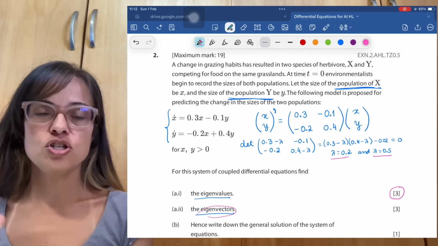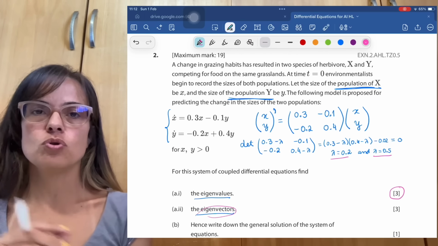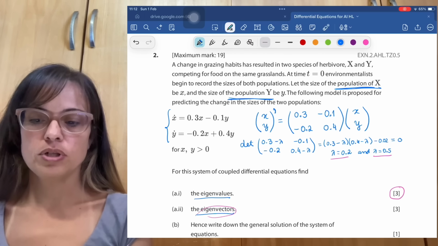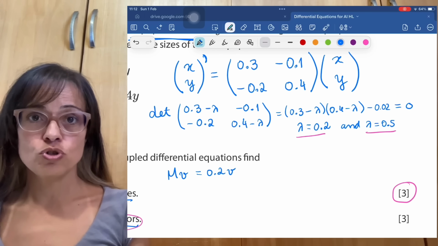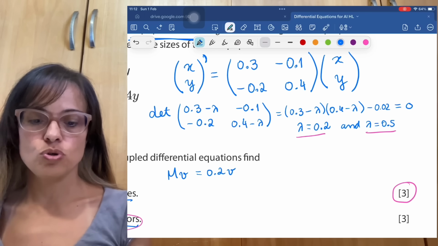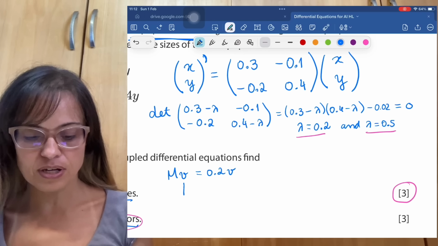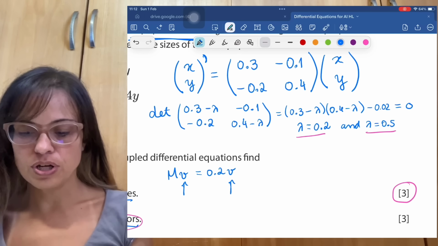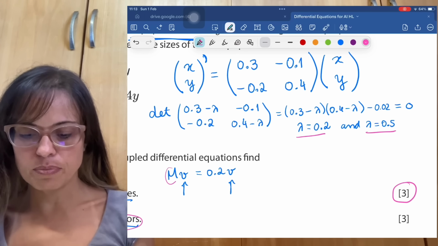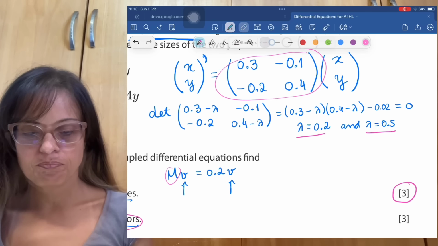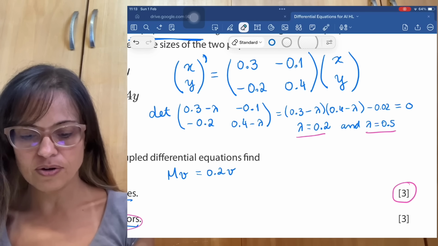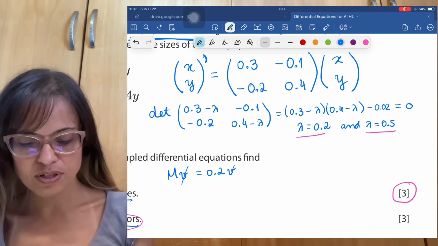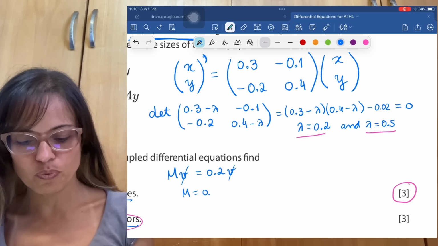So here's the thing. Each eigenvalue is going to have a corresponding eigenvector. So let's do the 0.2 first. The eigenvector associated with the eigenvalue 0.2 is going to be the vector that satisfies this equation here, where M is the matrix that we are working with. And I know if you've never looked at this before, it sounds very silly. Doesn't that just mean that M is equal to 0.2?